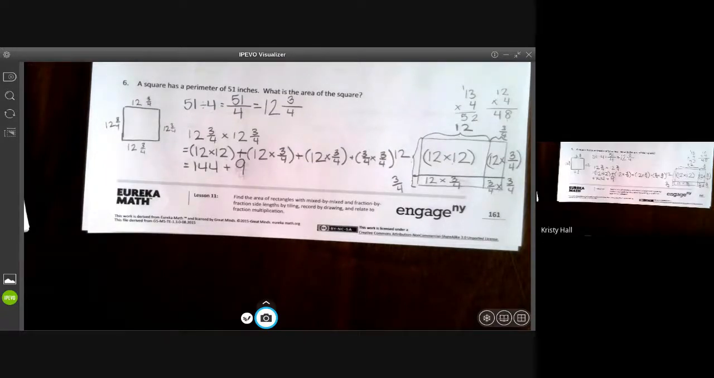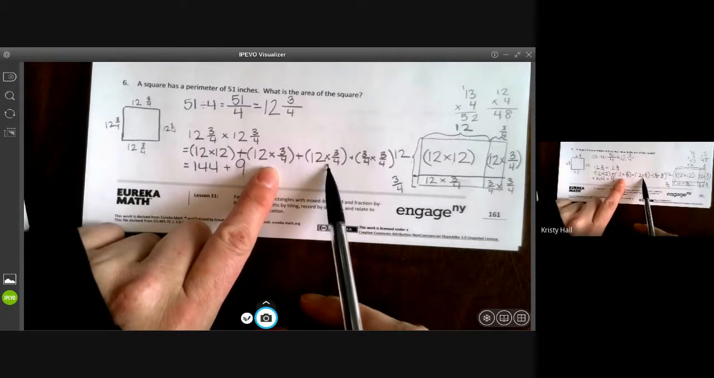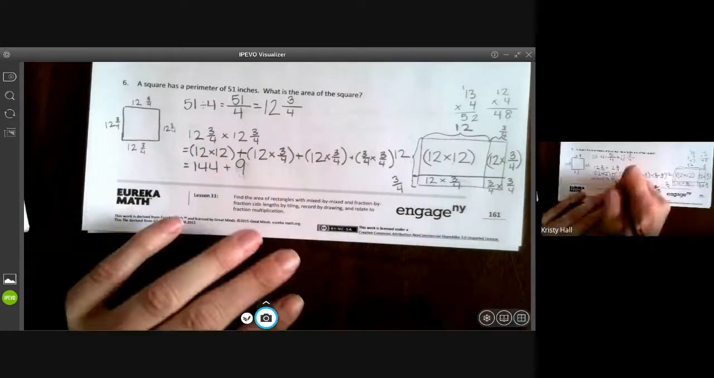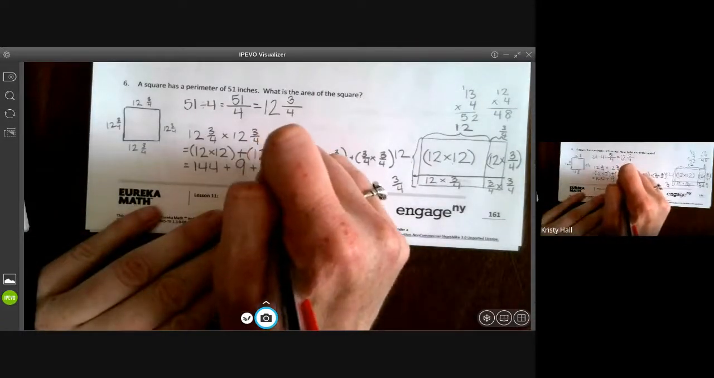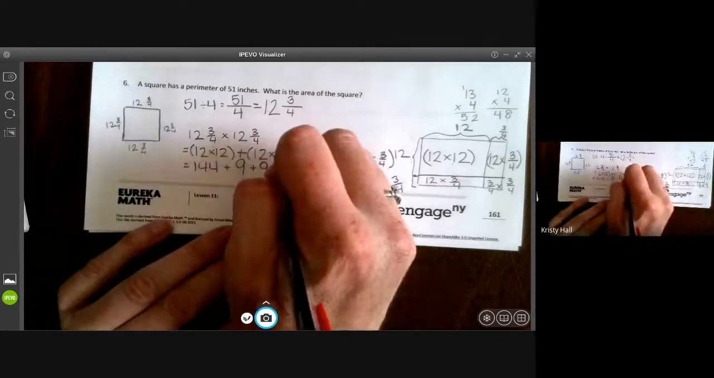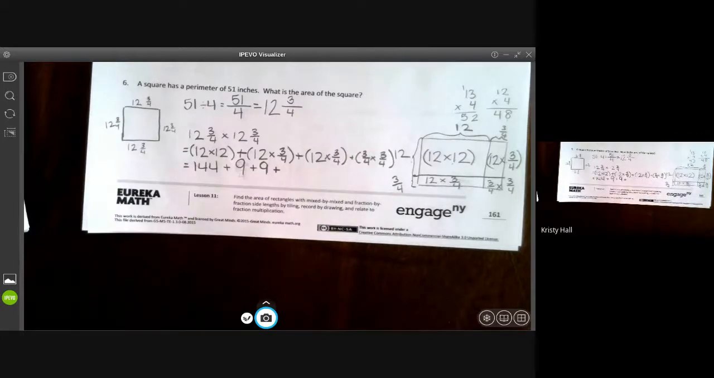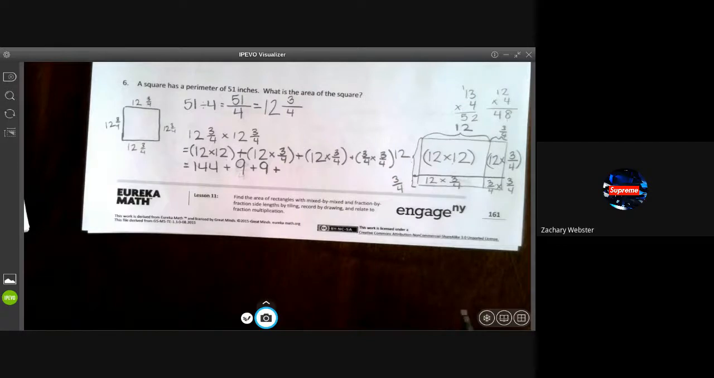Now I love it when this happens, guys, because look, the next expression is exactly the same. So save some brain power. Just repeat the answer. And then we have one left. 3/4 times 3/4. Who can help? 9/16. Yep.